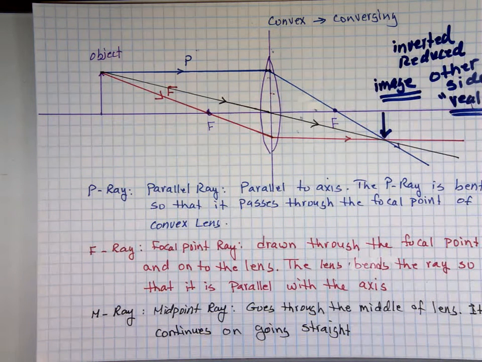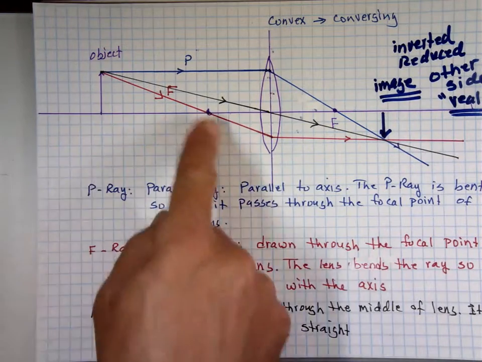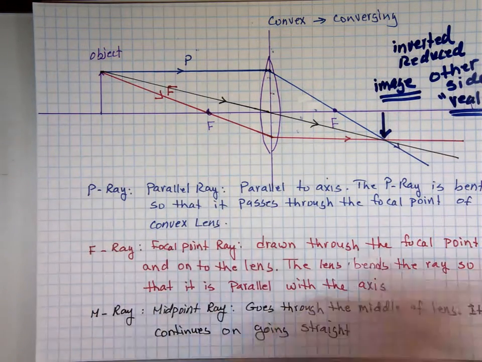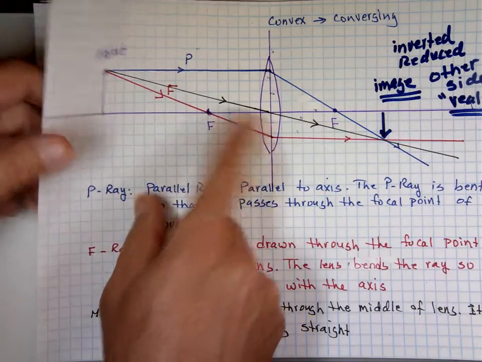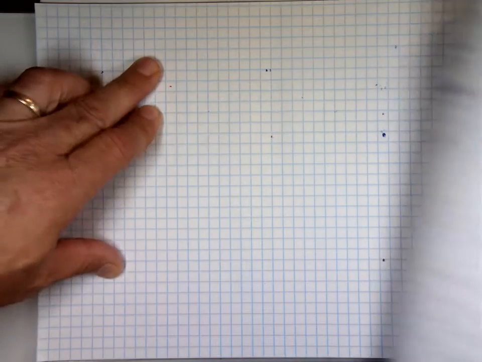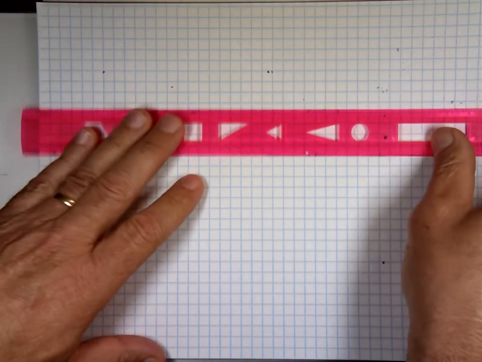What happens if I put the object actually before F? I put outside F. I'll do another case where it's before F, between F and the lens. Let's see what will happen there. Then I'll do a diverging one, then we'll go to the equation.